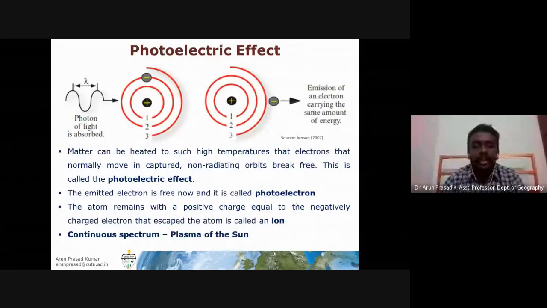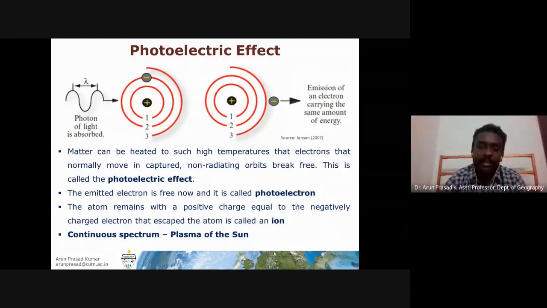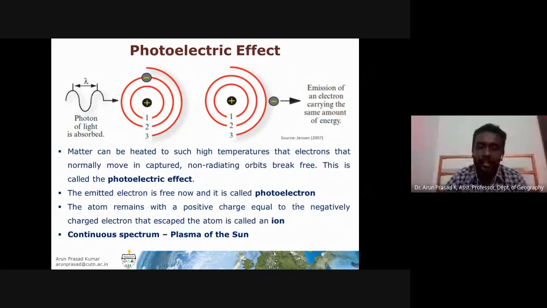Once the electron is lost, that atom is called an ion, because it has lost one negatively charged electron from its valence shell. This way, the continuous absorption of photons and the consequent emission of electrons happens in the sun's plasma. That's why it leads to the continuous spectrum, so we get the EMR spectra continuously. The photoelectric effect is responsible for us receiving the continuous EMR from the sun.